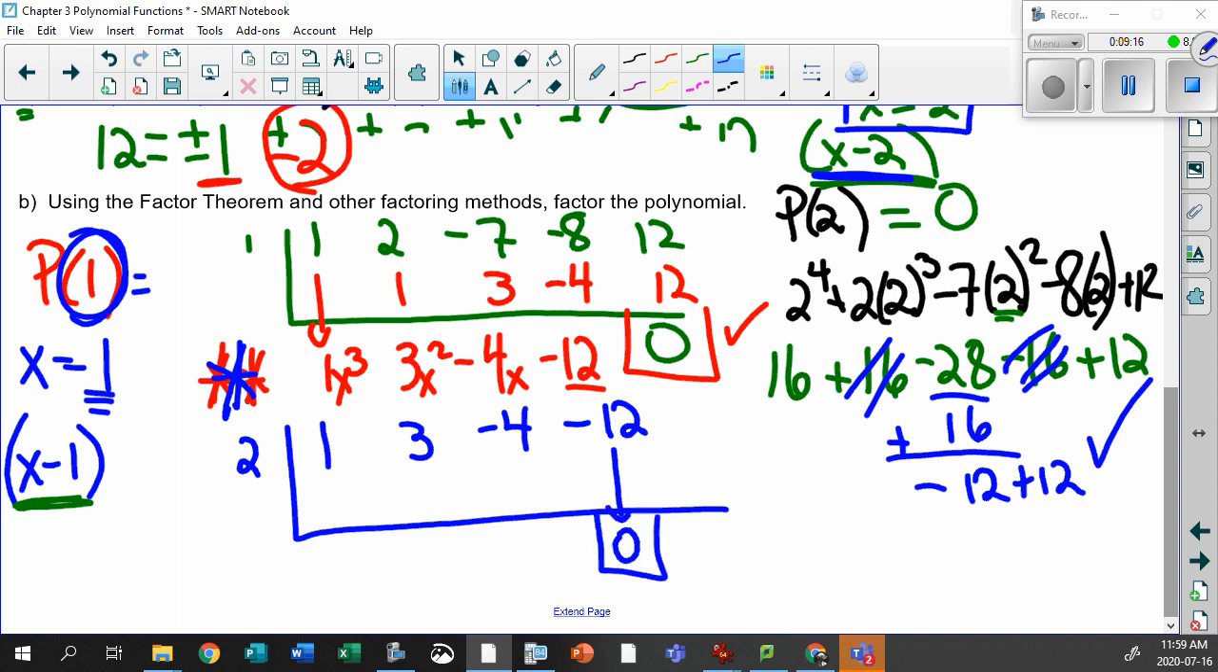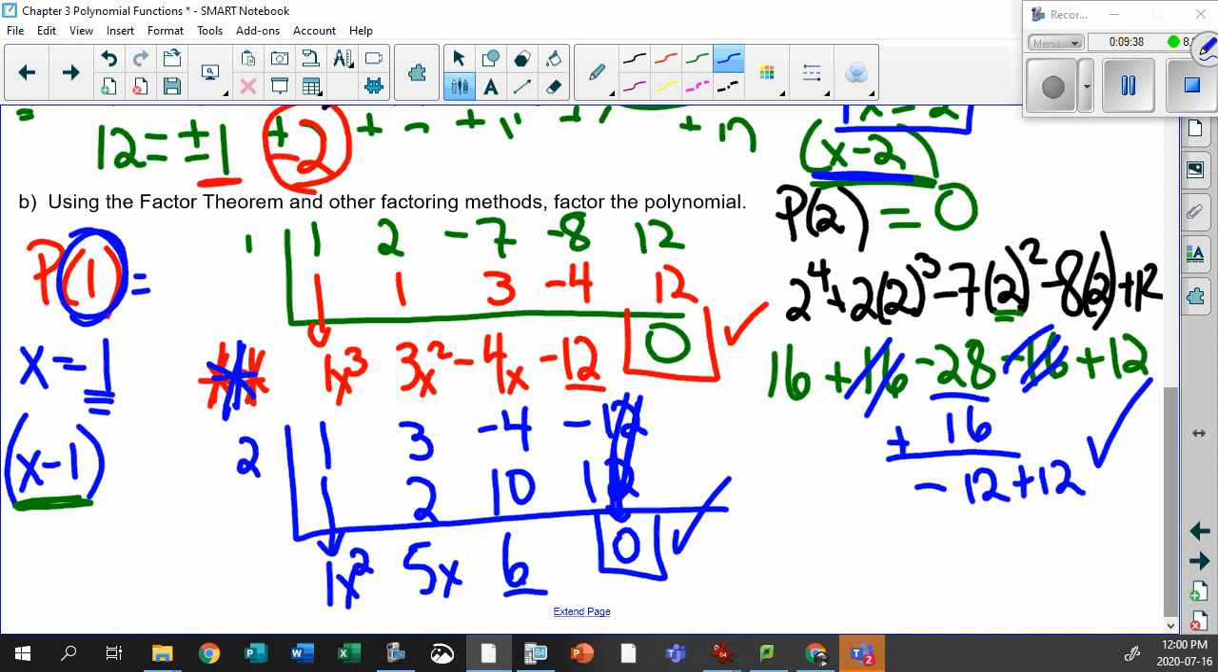Okay, here we go. 1 times 2, 2. That's 5. 5 times 2, 10. 10 and minus 4 is going to be 6. 6 times 2 is going to be 12. 12 and minus 12, yes! Yes! So look at this. Now this is the 1's position, x squared position.